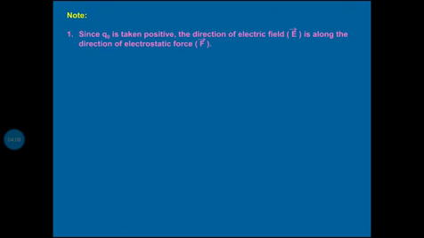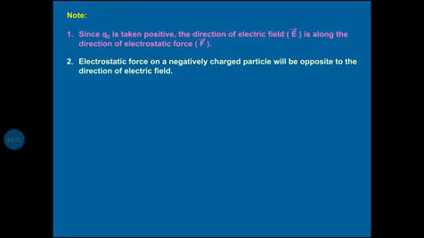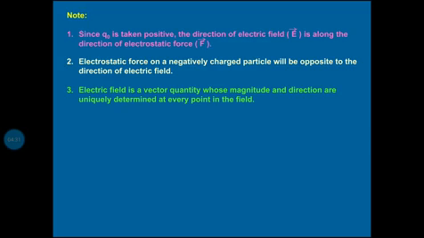So here, students, you can take a note. First of all, since q0 is taken positive, the direction of electric field is along the direction of electrostatic force. Second, electrostatic force on a negatively charged particle will be opposite to the direction of electric field. Third, electric field is a vector quantity; direction is uniquely determined at every point in the field. Fourth, the SI unit of electric field is Newton per Coulomb.